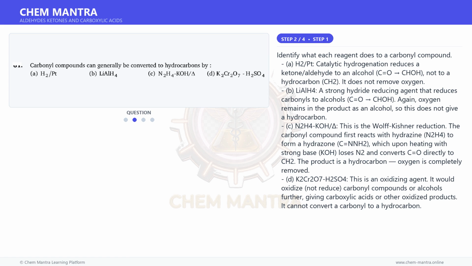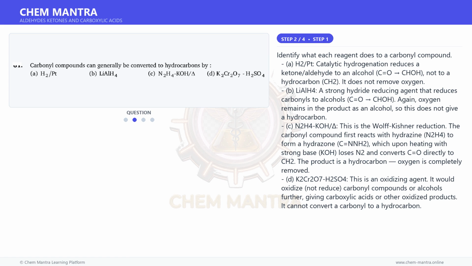C. N2H4/KOH, delta. This is the Wolff-Kishner reduction. The carbonyl compound first reacts with hydrazine, N2H4, to form a hydrazone, C=N-NH2, which upon heating with strong base, KOH, loses N2 and converts C=O directly to CH2. The product is a hydrocarbon, oxygen is completely removed.